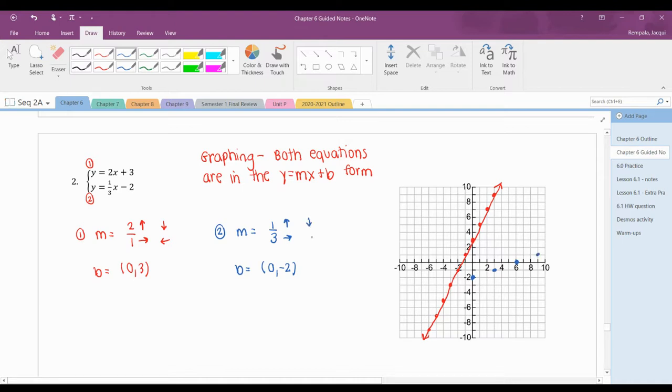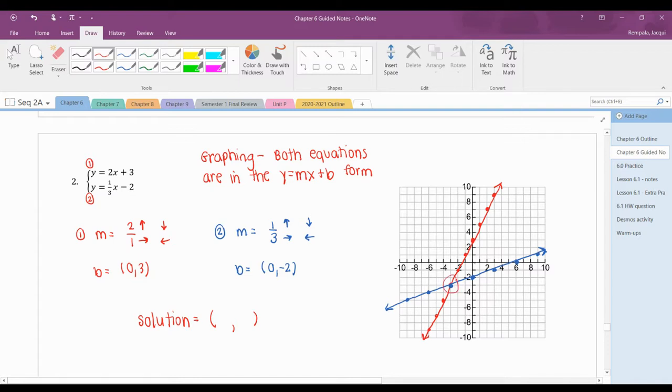Or I can do the opposite. I could go down, but then I'd move to the left. So I could go down 1 and then 3 to the left, down 1, 3 to the left. I can do that as many times as I want. So notice that when I connect those points to form this line, I see that the 2 lines intersect, which means that we will have a solution. We have one solution. It's the ordered pair where they intersect.